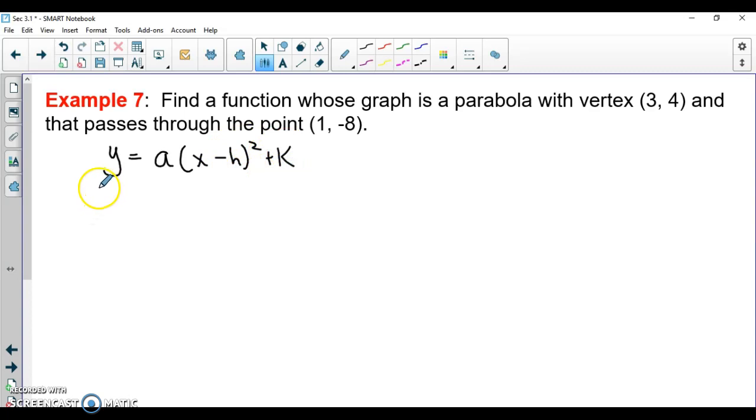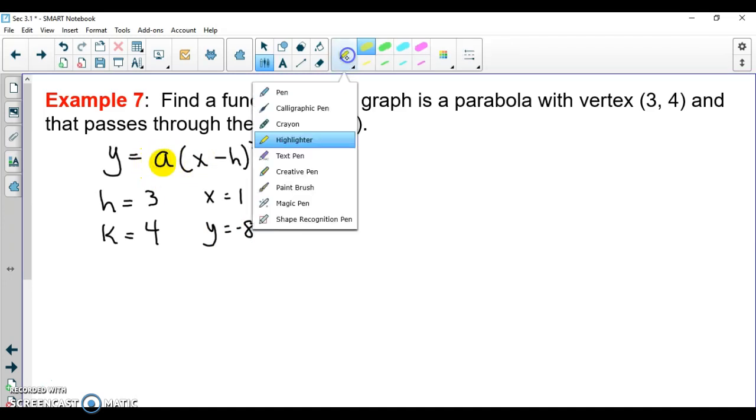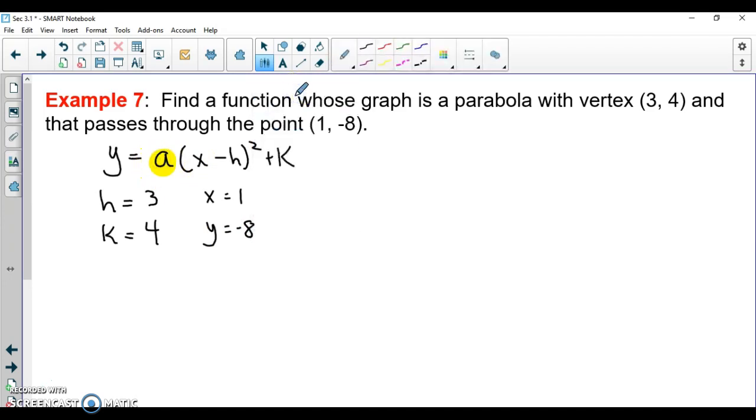So I'm going to list my vertex, my a value. Sorry, guys. So my h value is 3, and my k value is 4. And then your x is 1, and your y is -8. So ultimately, the letter I'm looking for is my a value, because they want me to find a function whose graph is a parabola with these two points.